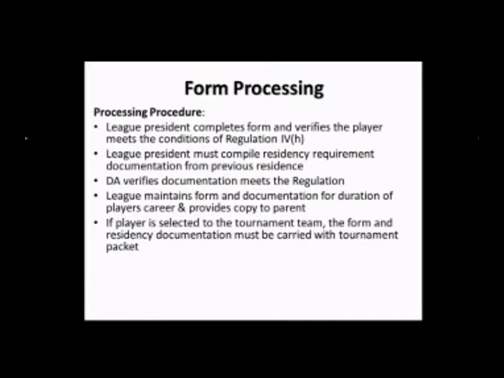Let's take a look at the processing procedure for a Regulation 4H form. The league president needs to complete the form and verify that the player being claimed does indeed meet the conditions of Regulation 4H. Once he verifies this information, the league president must compile residency documentation from the parent's previous residence within the league boundaries. Once all this information is compiled by the league president, the district administrator must verify that all the documentation submitted meets the requirements of Regulation 4H.